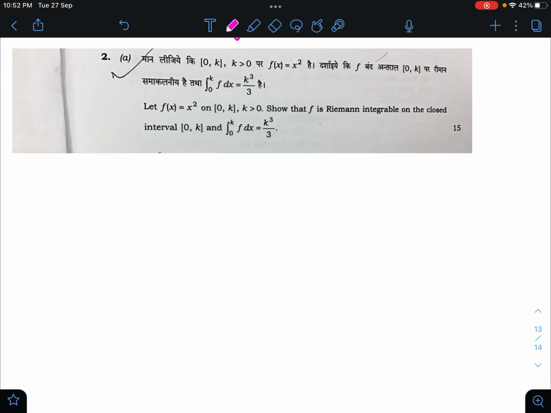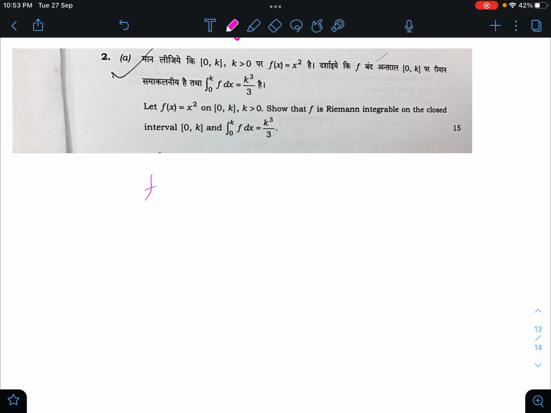Hello everyone, this is Nihal and let us solve the 2A question of Mathematics Optional of UPSC Civil Service Examination 2022. It is from real analysis and it asks the Riemann integrability of the given function on a bounded and closed interval, and also we need to prove that integration of this function is equal to k cube by 3.